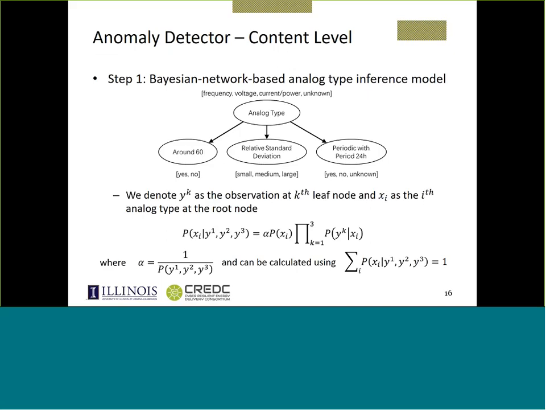If we denote yk as the observation at the kth child node, and xi as the ith analog type at the root node, the belief in analog type xi can be represented by the conditional probability of xi given the observations at all leaf nodes, or all child nodes. This conditional probability can be calculated by these equations.